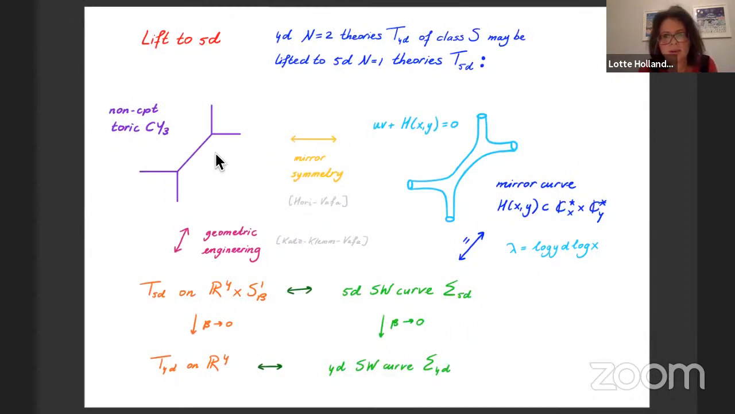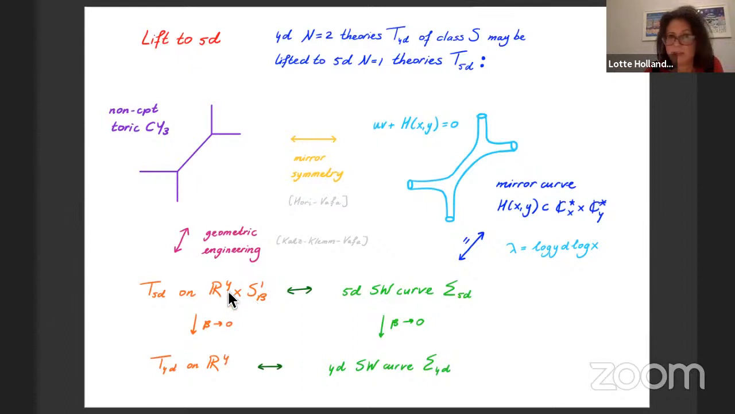So the last thing I want to comment on is a possible lift to 5 dimensions. As you probably know, these 4-dimensional N=2 theories may be lifted to 5-dimensional theories, which, if you consider such a theory on R^4 times a circle with radius beta, then in the limit where beta goes to 0, would reduce to the 4-dimensional theory.